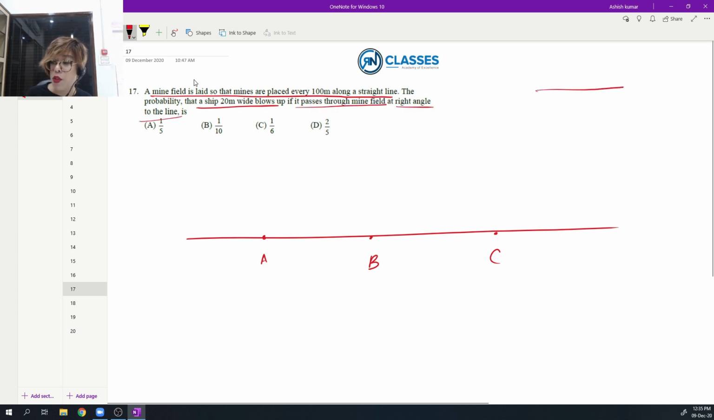So the line is this, now the ship will come like this, at a right angle, right? So the ship is like this, right? So this is my ship, and I know that the width is 20. Done? Okay. Now let's see. Let's talk about the ship.